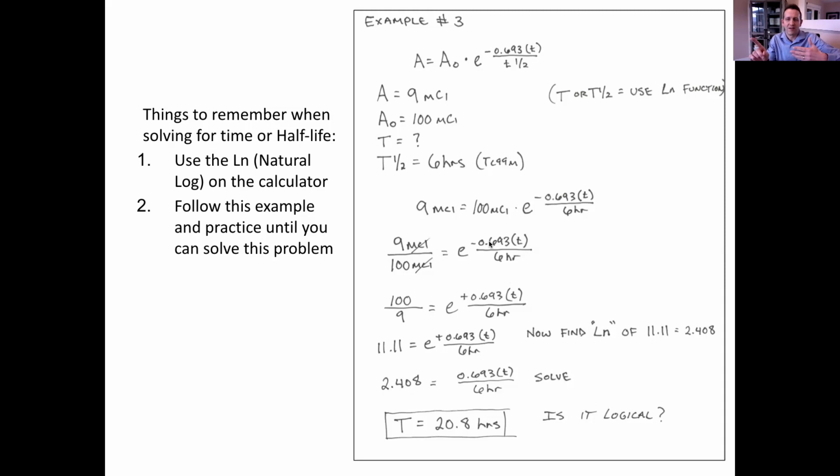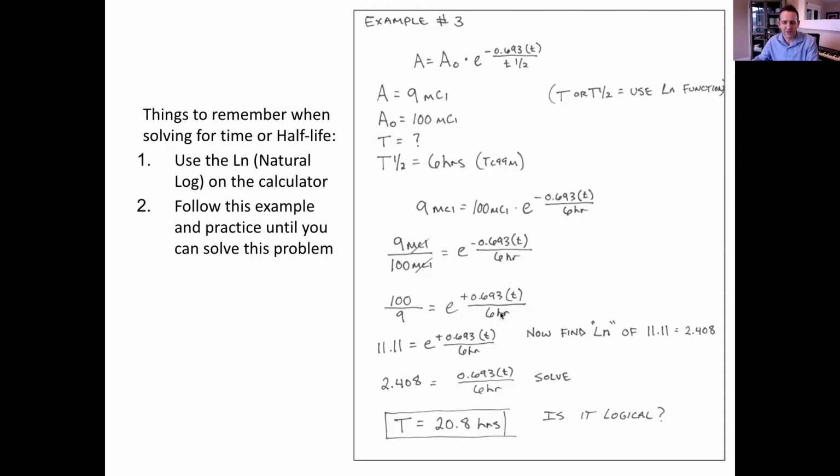I'm sure when I was in your position, I had to review that. I probably didn't remember that from my algebra days, but that's what works. You can flip one side of the equation and it gets rid of the negative on the other side. So in this case, we take our 9/100 millicuries and we flip it. Now it's going to read 100 divided by 9 millicuries equals the logarithm of now positive 0.693 times time over 6 hours.